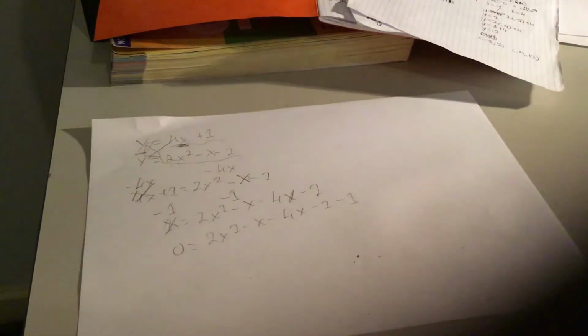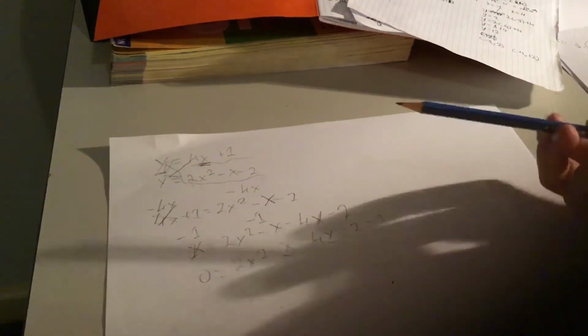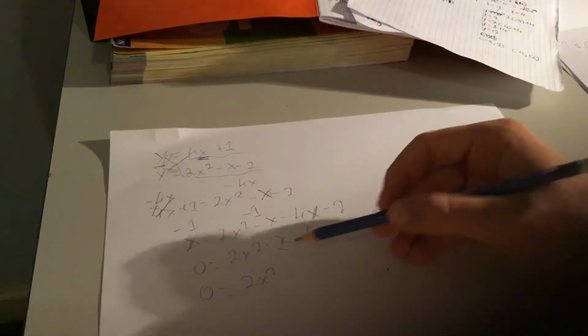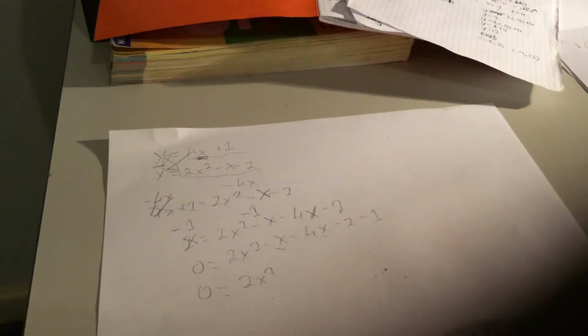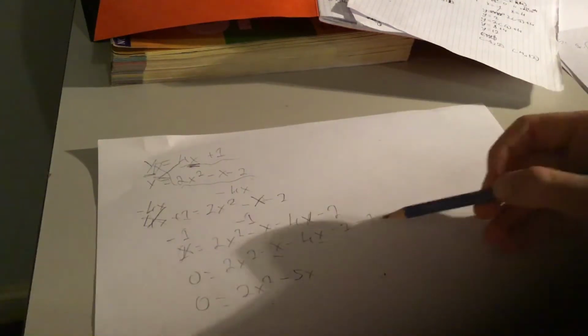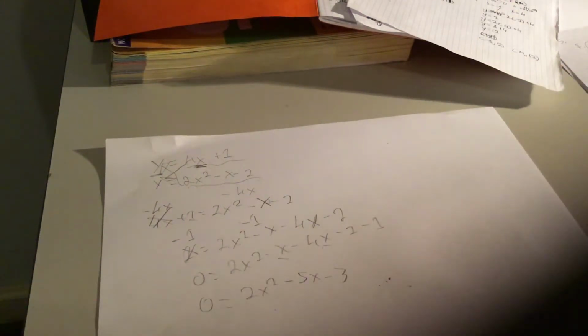Okay, this may look a little bit scary right now, but the next step for us is to add the like terms, right? So we've got x here, so we can add them. That leaves us with 2x squared, negative 1x, because there's a 1 there, and negative 1x minus 4x is negative 5x. Negative 2 minus 1 is negative 3. So that's what we've got right now. There's no way to further add like terms because we've already done that.